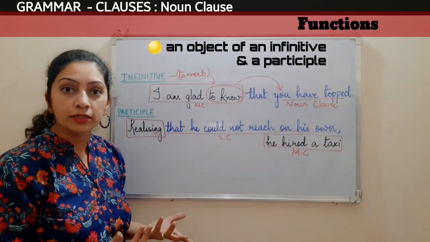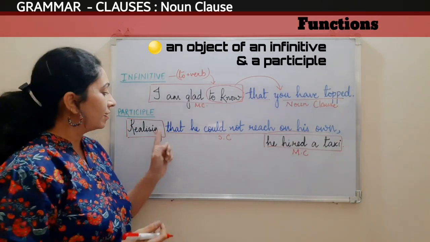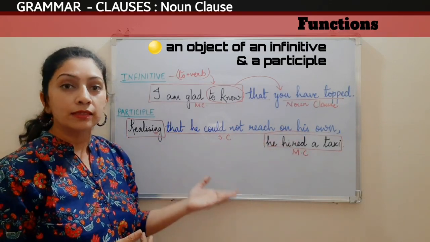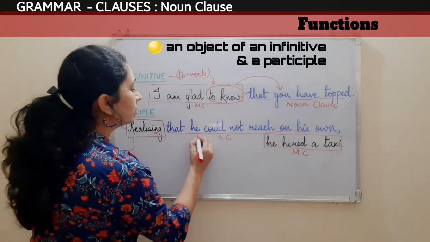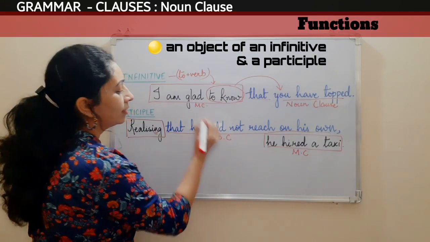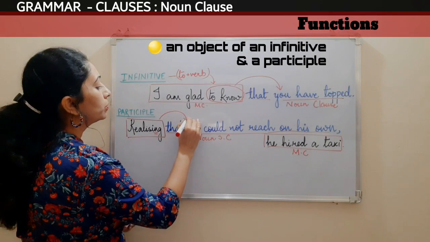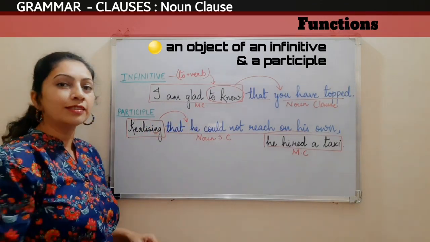How to identify? "Realizing, he hired a taxi." Realizing what? What did he realize? That he could not reach on his own. So now that I'm getting an answer to the question what, it becomes a noun subordinate clause. In other words, it is being an object to the participle used in this sentence.